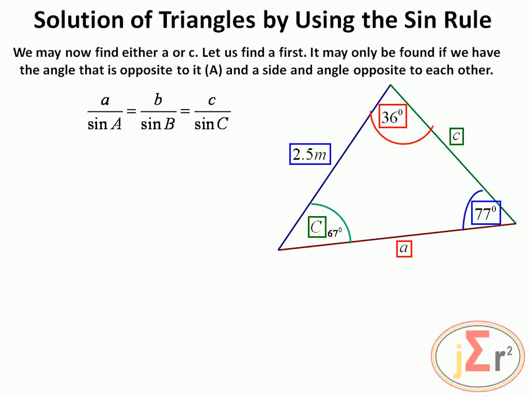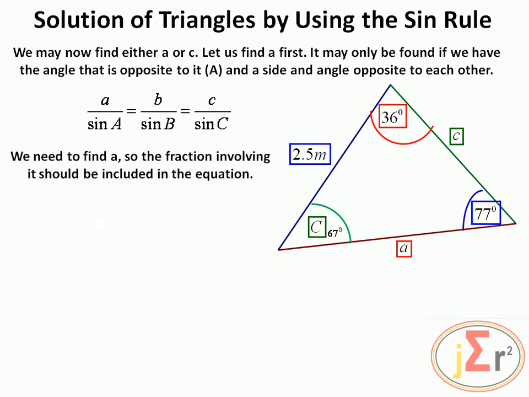Of course, the problem cannot be solved if we do not have a side and an angle that are opposite to each other. So let us see if we have a side and angle opposite to each other. Right, the B's. The B's are opposite to each other and they are knowns, so we can solve.